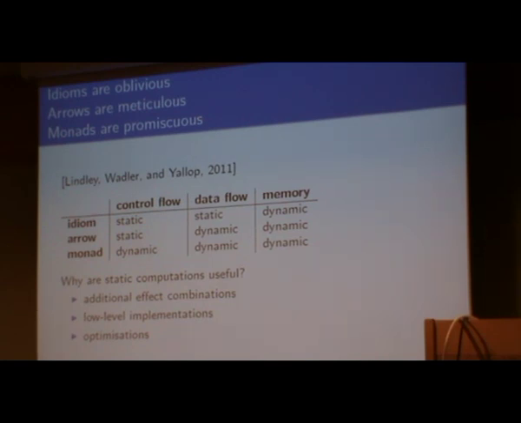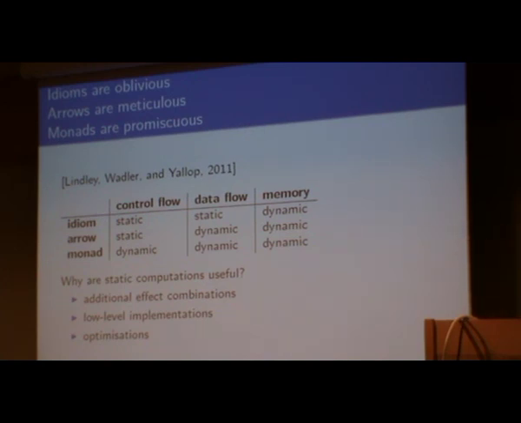Oh yeah, I should address this. Why do we care about these static computations? Why don't we just allow completely unrestricted trees? So one reason is that we can actually give different interpretations to our effectful computations. If we restrict things, then that opens up new possibilities. There are some functors that are idioms, but are not monads, for instance. And the same for arrows.